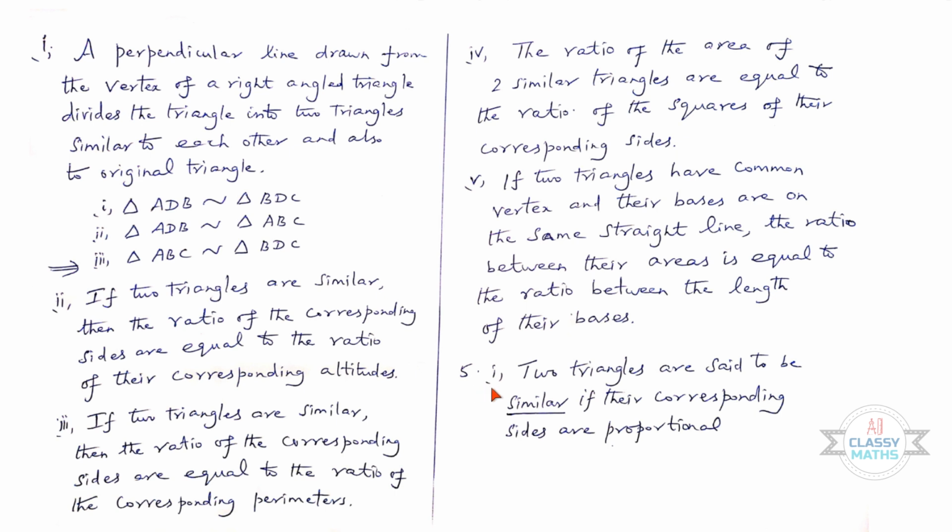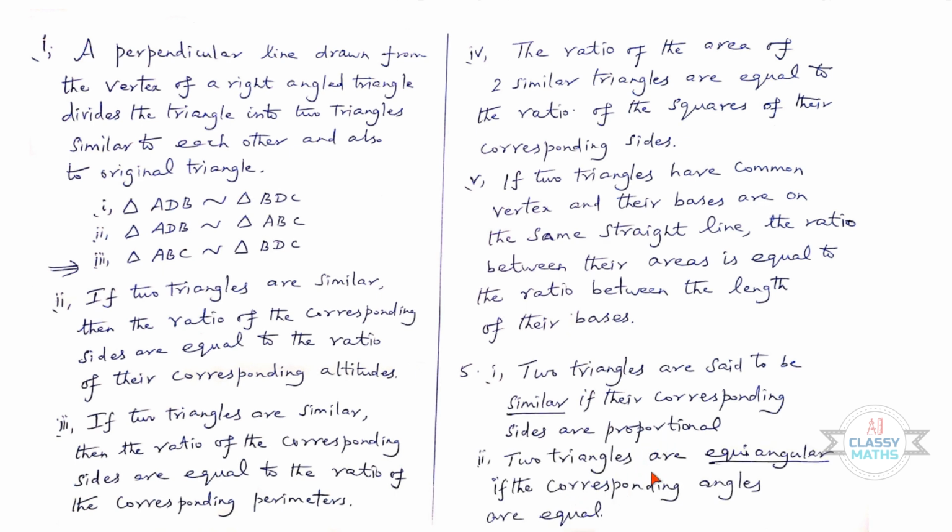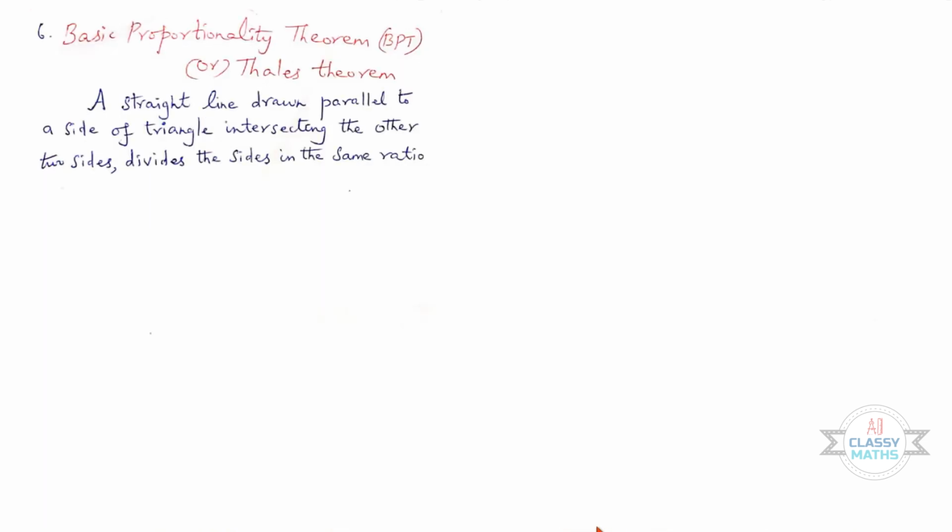Fifth one, two triangles are said to be similar if their corresponding sides are proportional. Next one, two triangles are equiangular if the corresponding angles are equal. Sixth one, now we are going to see the theorem. Basic proportionality theorem, BPT or Thales theorem.